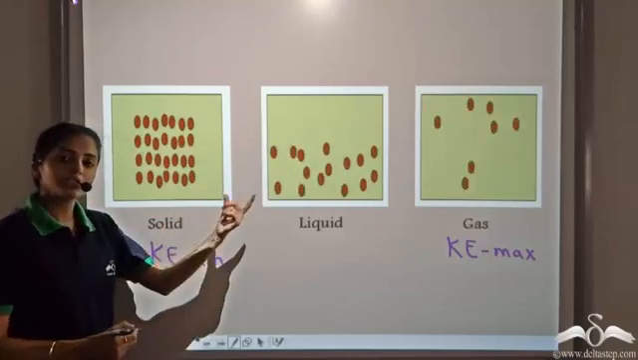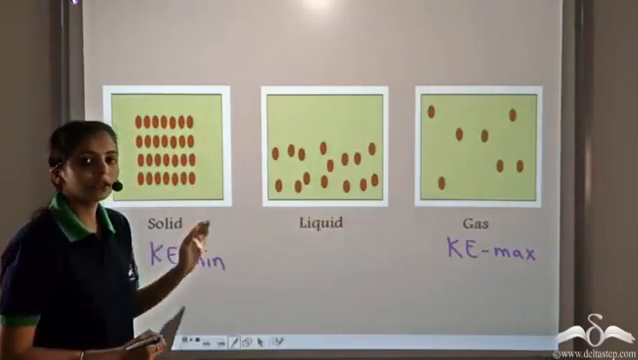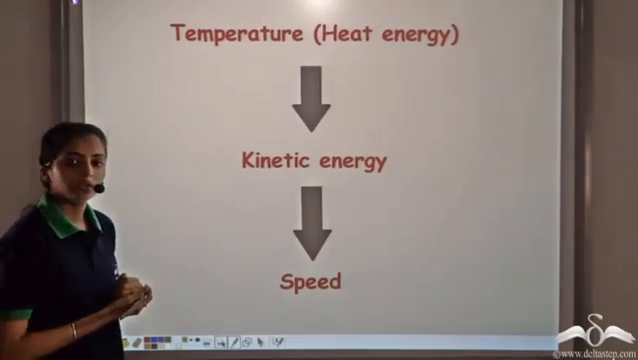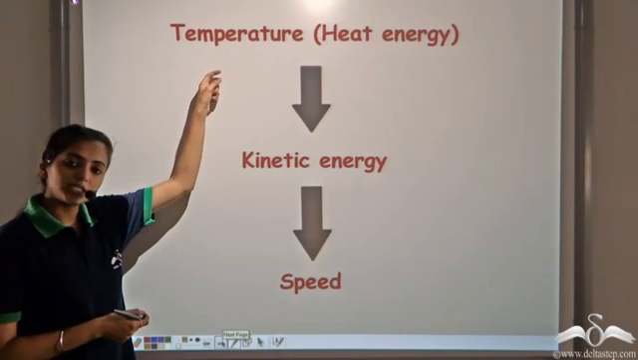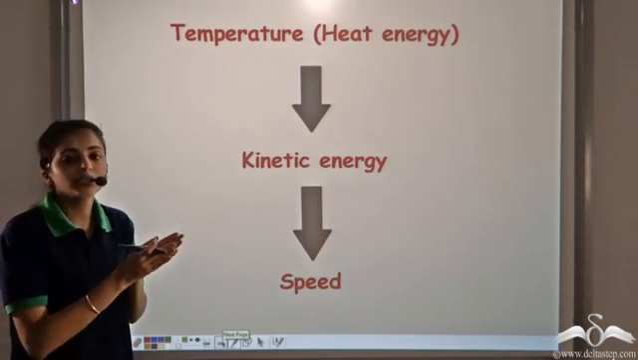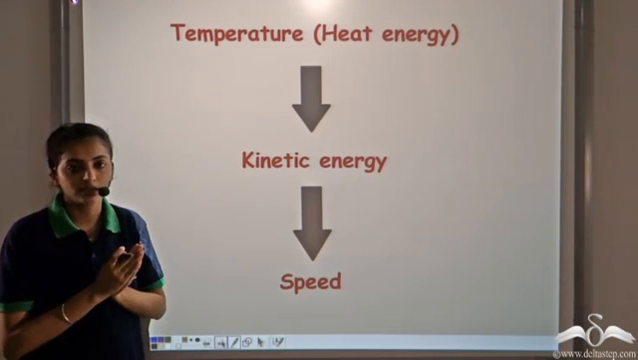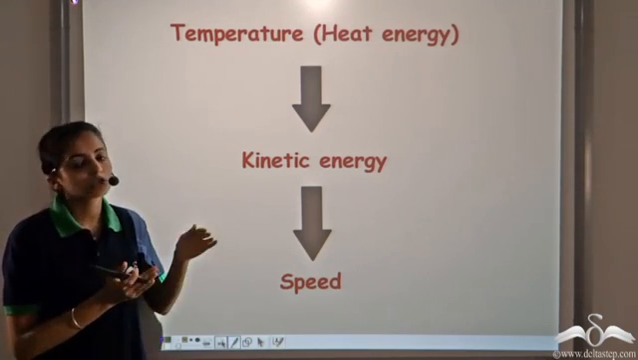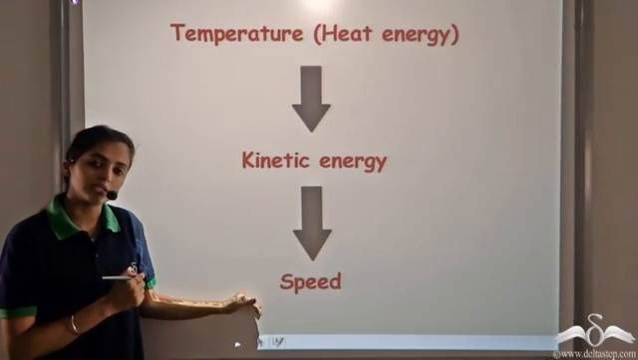So if we compare the three states of matter, gases have the maximum kinetic energy and solids have the minimum kinetic energy. We've seen before that as temperature increases, that is, if we provide heat energy to the particles, that increases the kinetic energy of the particles. And there's a direct relationship between the kinetic energy and the speed. So as the kinetic energy of particles increases, the speed of the particles increases.